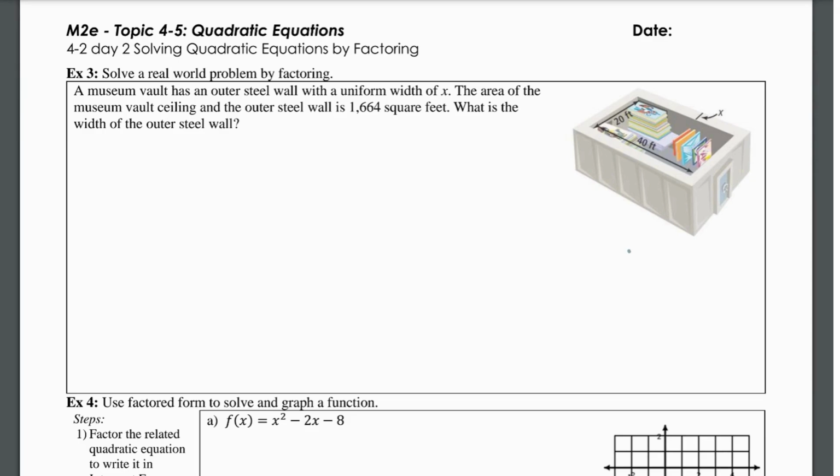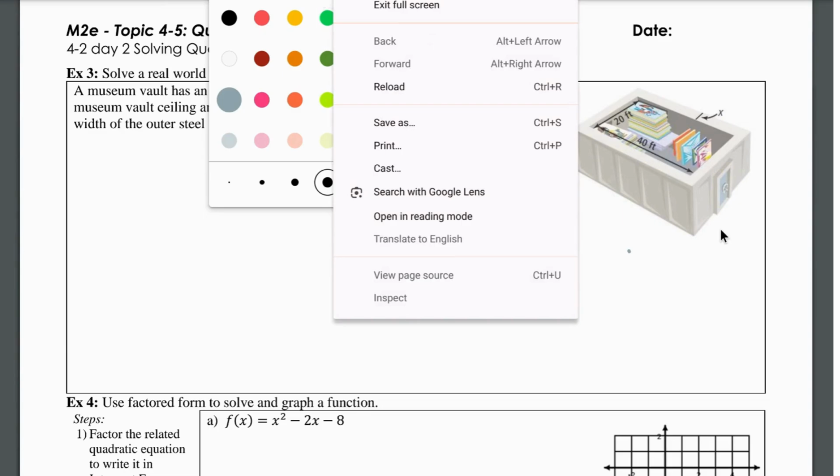So for this one, we're going to look at a museum vault that has an outer steel wall with a uniform width of X. So that's labeled, we have the X labeled there. That X is that width of the wall. The area of the museum vault ceiling and the outer steel wall is 1,664 square feet. What is the width of the outer steel wall? So we can see from the diagram that they're showing us the inside dimension of that wall.